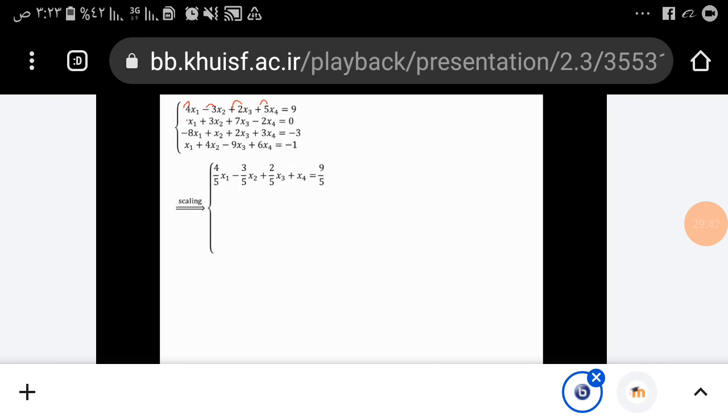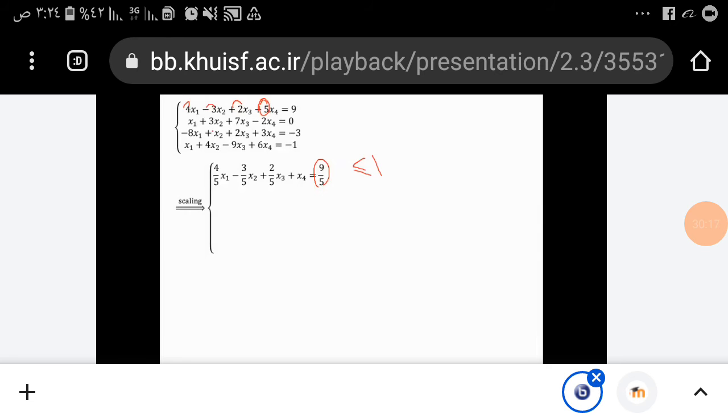So we calculate the maximum between 4, minus 3, 2 and 5. The maximum occurs in 5. So we divide the first row by 5. We have 4 divided by 5, x1, minus 3 divided by 5, x2, and also on the right-hand side we divide 9 by 5. If you consider all entries here, all of them are less than or equal to 1 in absolute value.